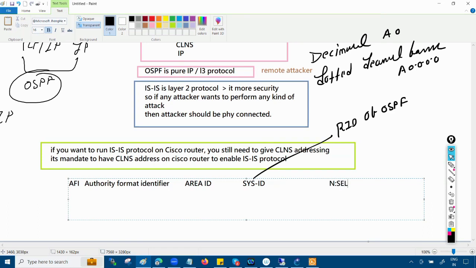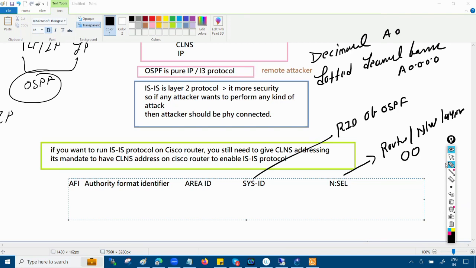That N selector just tells you that the IS-IS mechanism we are running is for the router, or we can say the network layer. It is always set to 00 in IS-IS. If you put any other value, the command will be rejected. The 00 represents the network layer.